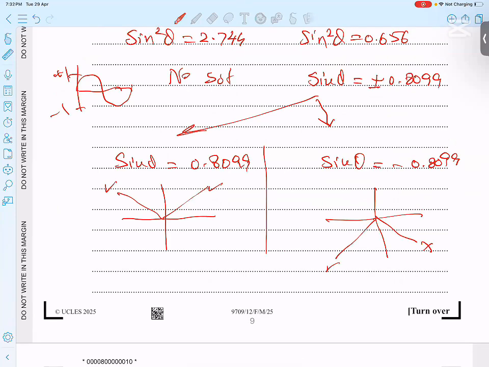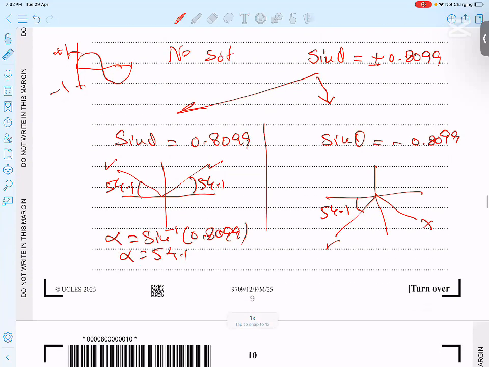So when I take sine inverse of 0.8099, I get 54.1 degrees. So 54.1 degrees here, and the same angle reference here and here. So we have three answers, and this is okay. So theta is equal to 54.1 degrees.